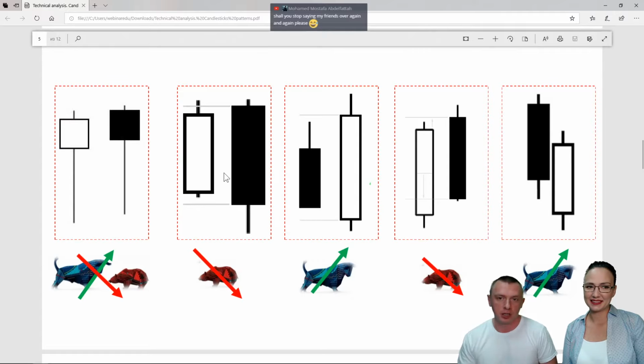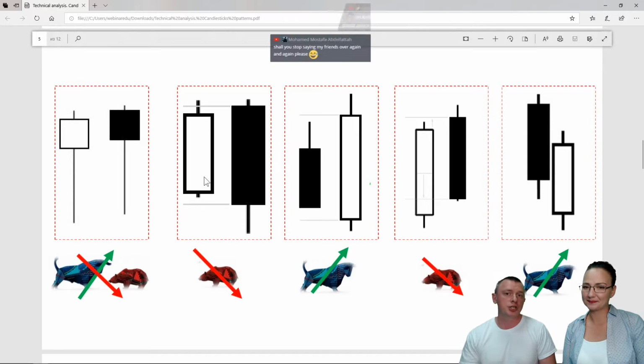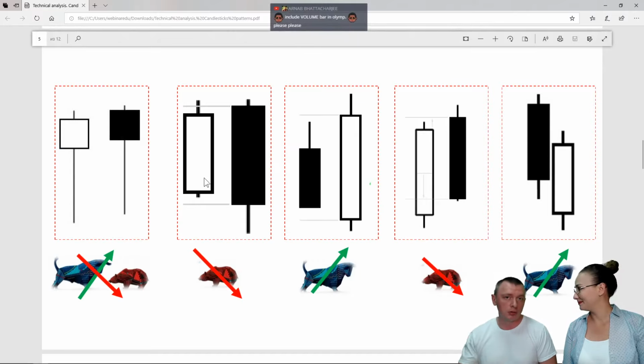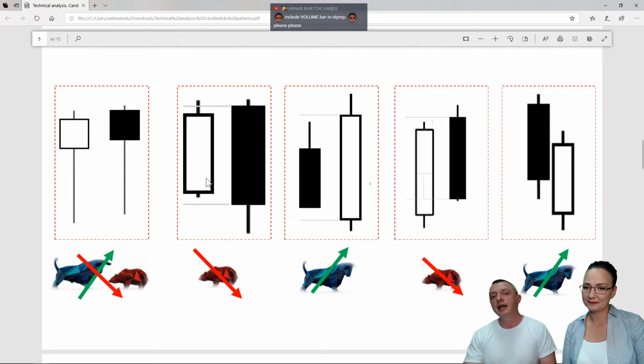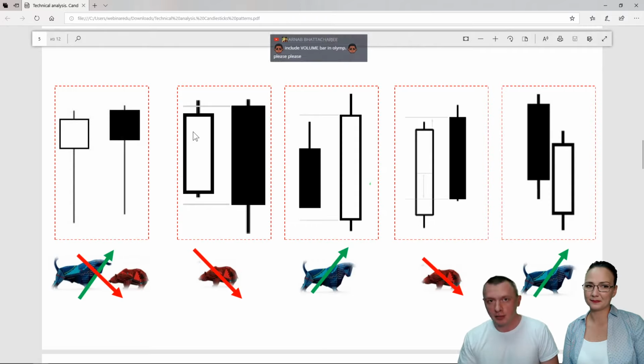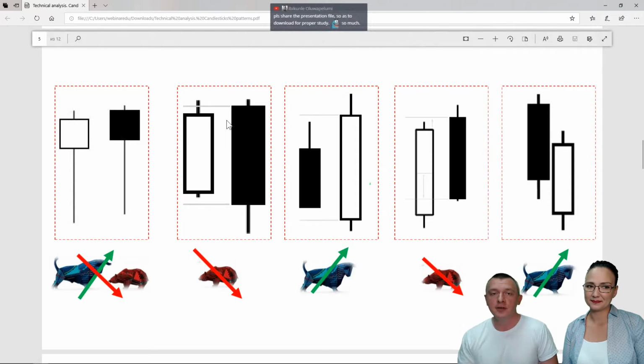Also, engulfing patterns. We have the bearish engulfing pattern, which is formed at the top of the trend, at the top of bullish trends. You see that there are two candlesticks here. The first one is green or white, and the second one should be red or black, and it should cover the previous candlestick by its body. This is really important. If you see such a pattern, it means that the price will reverse soon.